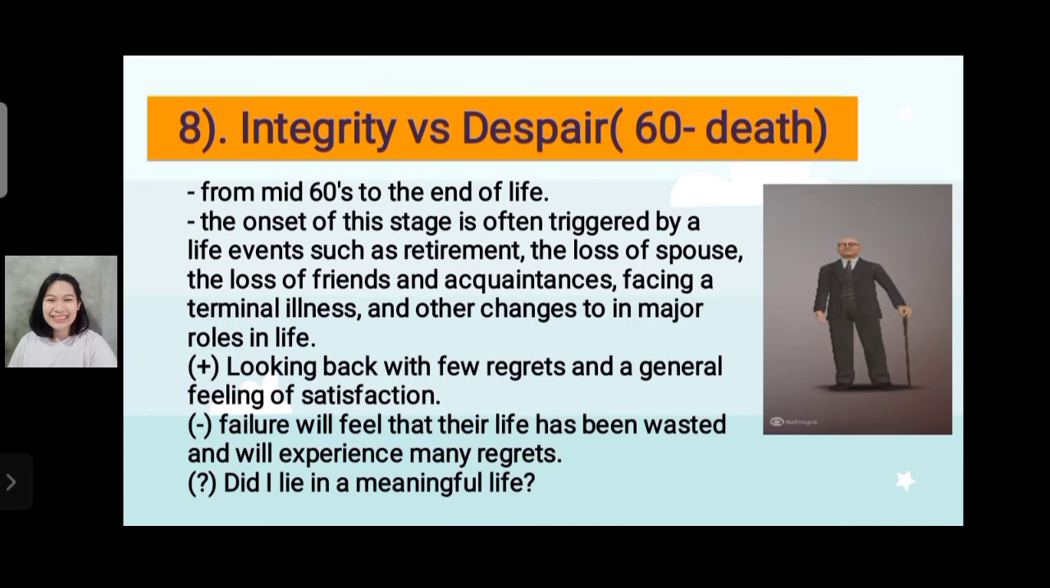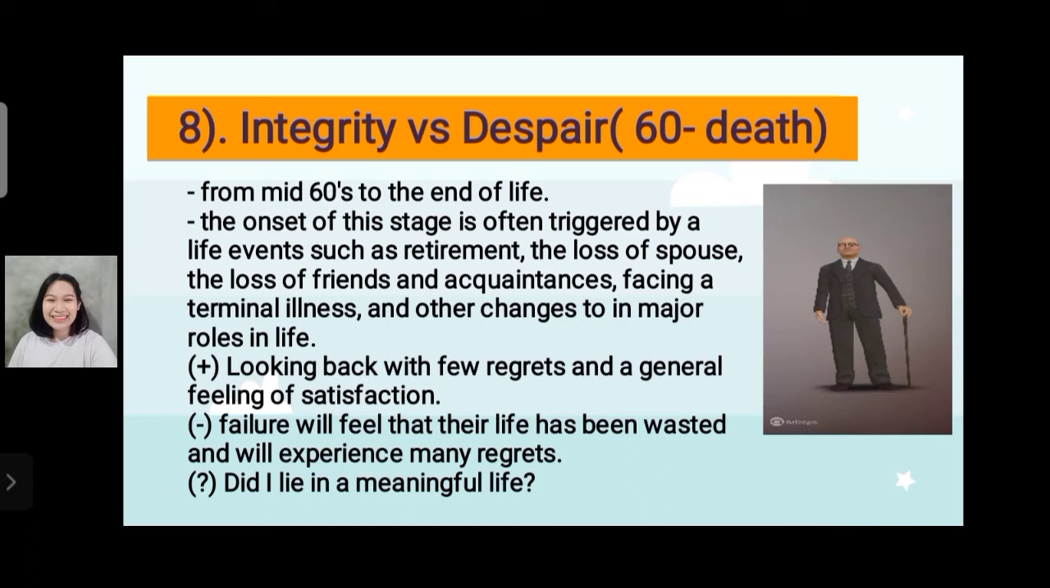Okay, the last stage, integrity versus despair, 60 to death. From mid 60s to the end of life, the onset of this stage is often triggered by a life event such as retirement, the loss of spouse, the loss of friends, acquaintances, facing a terminal illness, and other changes in major roles. Okay, I believe you are now retired in this age. So okay, now you are having illness. What kind of illness? Especially kapag matatanda, 'di ba? Arthritis, diabetes, high blood pressure, mataas ang cholesterol.